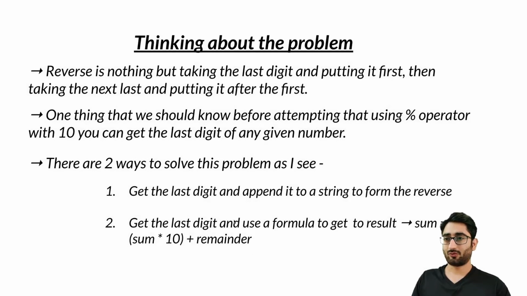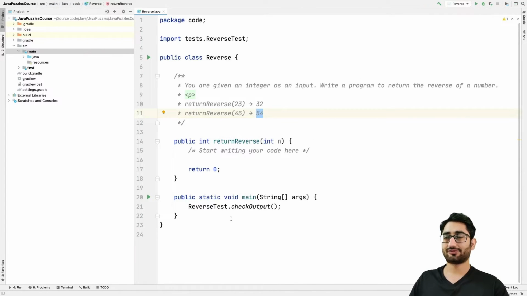All right, so welcome back. I hope you guys attempted the solution over here. So what I'm going to do is start solving the problem with the help of the first way, wherein we discussed that we can get the last digit and append it to a string to form the reverse. We are going to write our solution in this function over here, where we have "start writing your code over here".